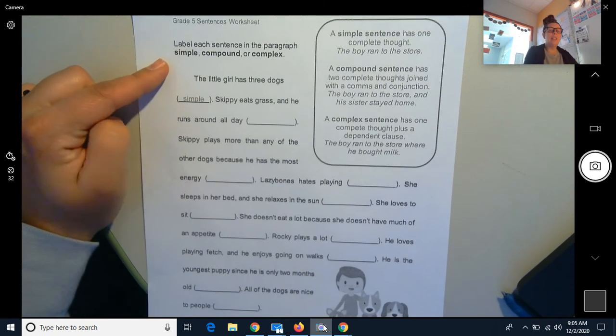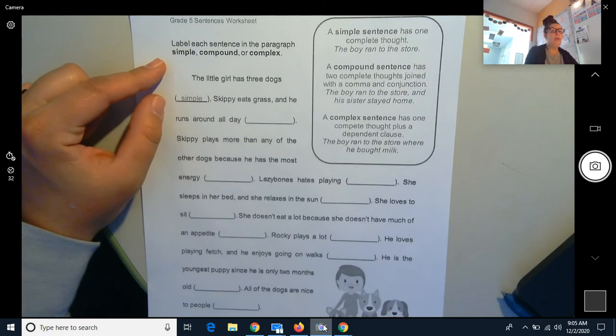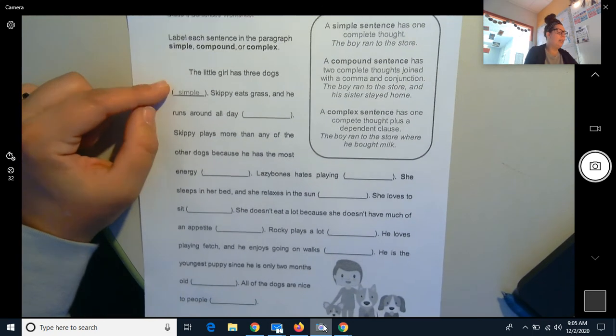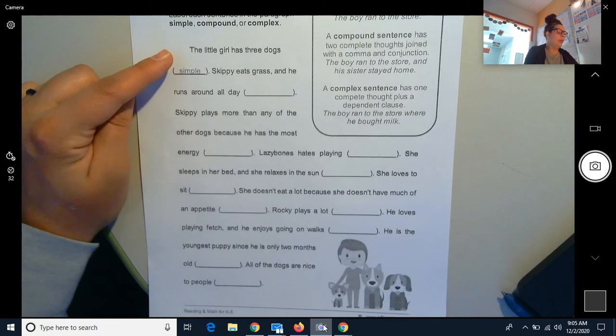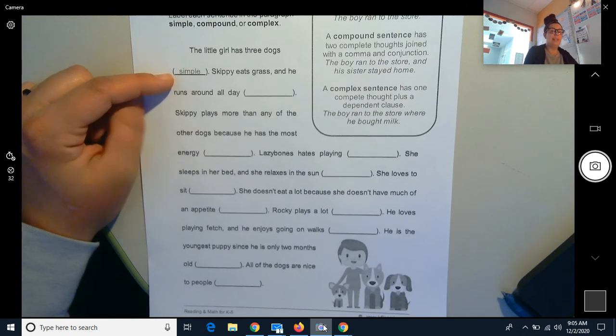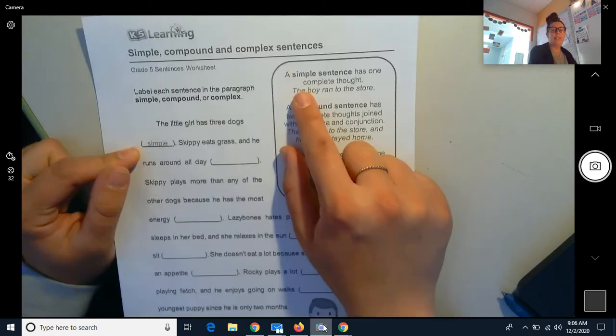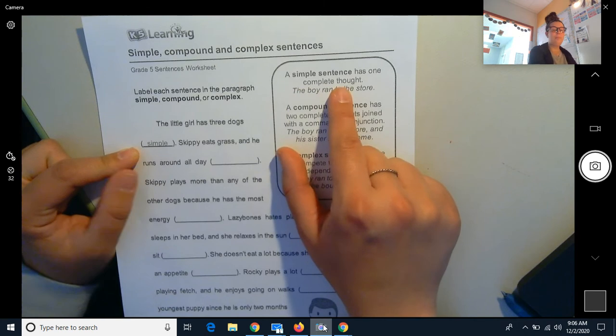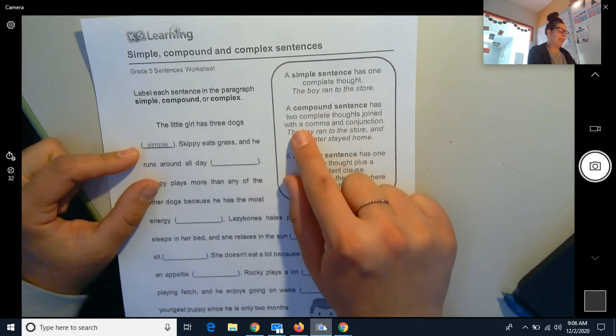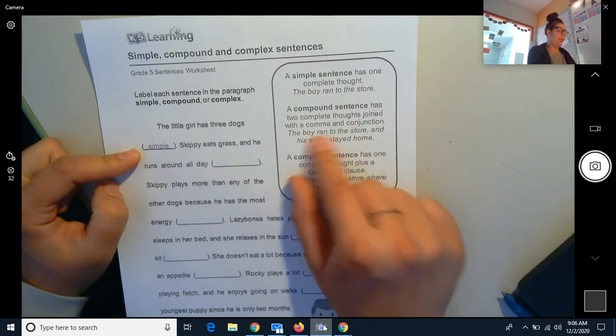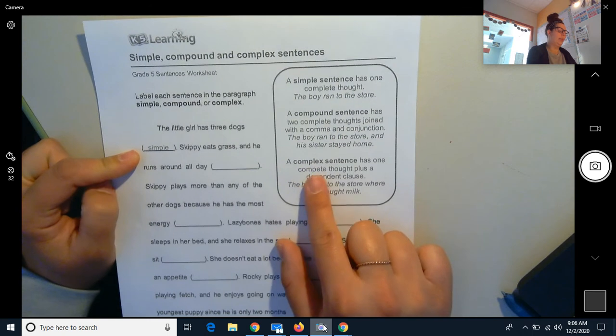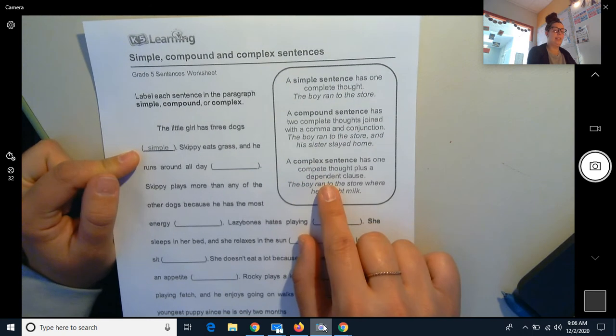So it says label each sentence in the paragraph either simple, compound, or complex. So here's an example. It says the little girl has 3 dogs. They said that is simple. A simple sentence has 1 complete thought. Okay? Compound sentence has 2 complete thoughts joined with a comma and a conjunction. Complex sentence has 1 complete thought plus a dependent clause.